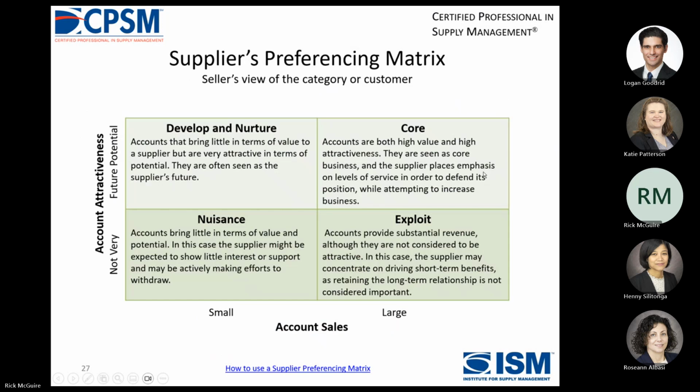Here's an interesting one. This is the suppliers looking at PACCAR. Is PACCAR an attractive customer or not very attractive? And then what are the sales to PACCAR, large or small? So if you're not a very attractive customer and the sales are small, you're a nuisance. But if you're a very attractive customer and your sales are large, you're core. So this is just the salespeople looking at us.